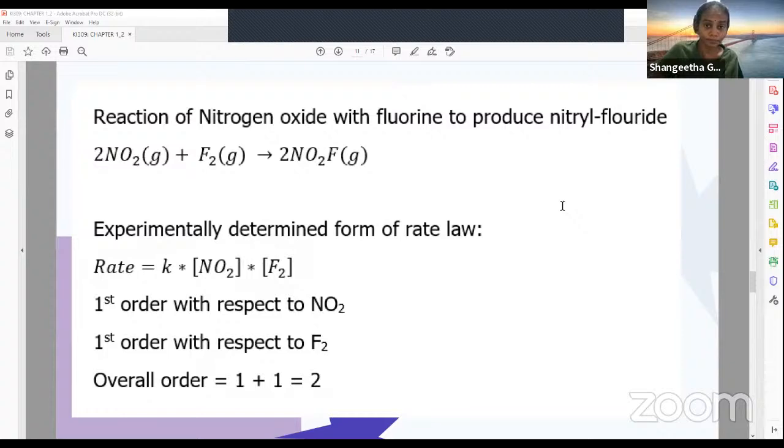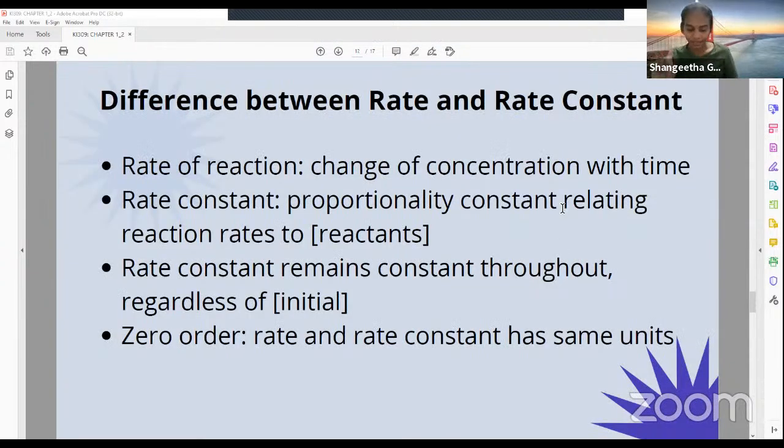All right, give me 1 second. Let me just drink water.